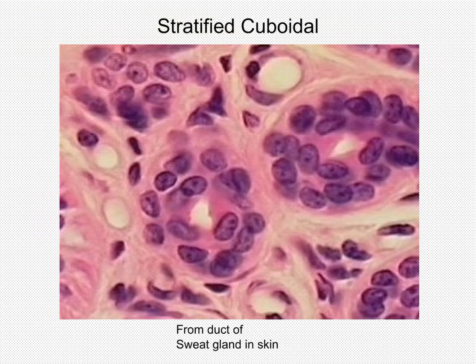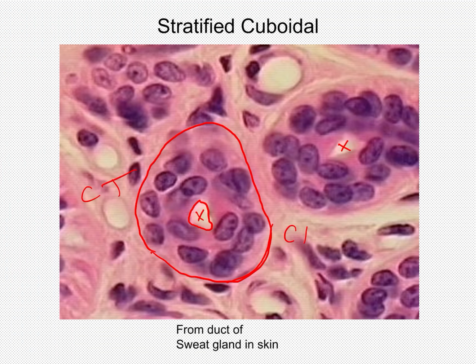Here's another look at stratified cuboidal. I know this is a very confusing image, but let's find the lumen, right? The lumen is where the X is. Here's another lumen. So I have the edge or the border of my space. That's the top of my epithelial cells. Where's the bottom? There it is. I can kind of make out right there, generally speaking, and that's my red mark here, is where you would find the basal lamina, and then the connective tissue is everywhere around it. Okay, I might have been a little bit wide there, maybe like that.